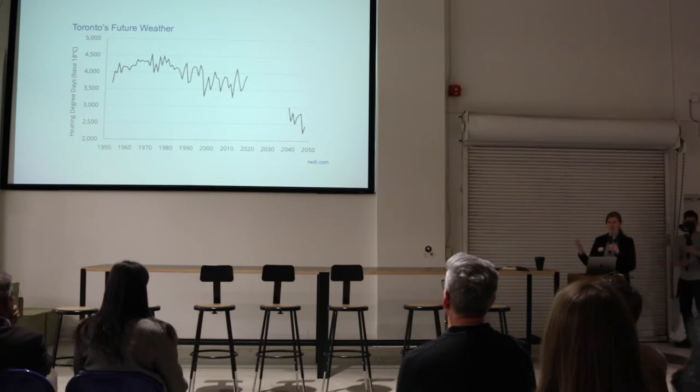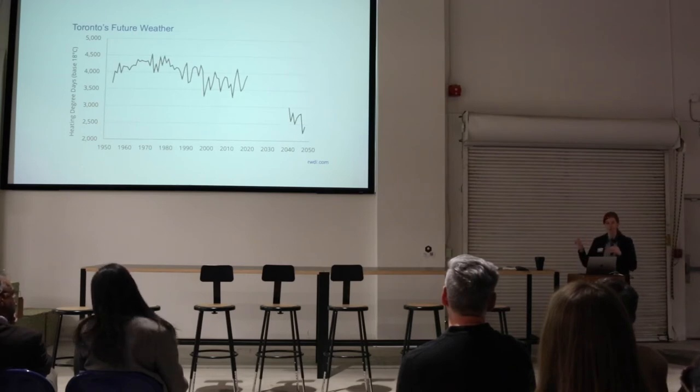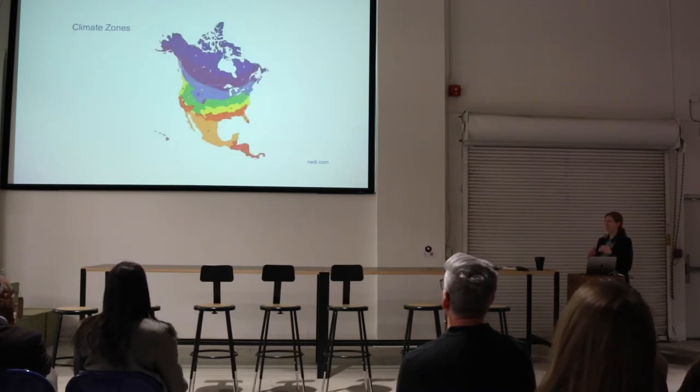So basically, if you remember that the more heating degree days you have, the colder it is. If we look forward at 2040, we have a lot less heating degree days. It's going to be a lot less cold in Toronto, according to this study. This is kind of dramatic to visualize like this, but it's a little bit hard to contextualize what that shift really means. So the third component of this graphic is the idea of climate zones.